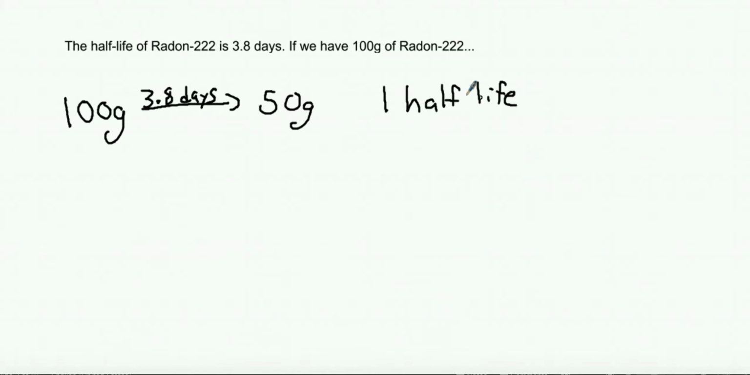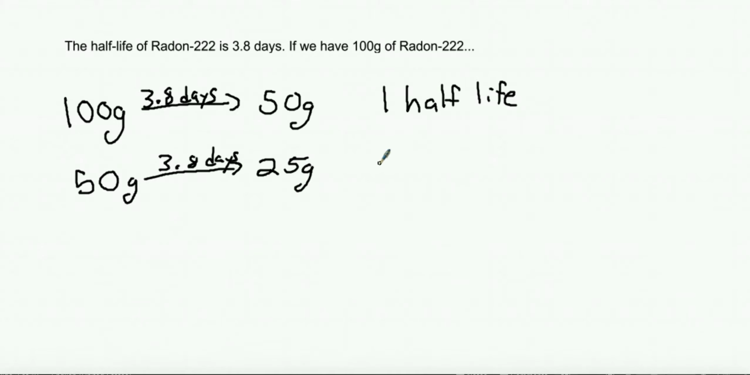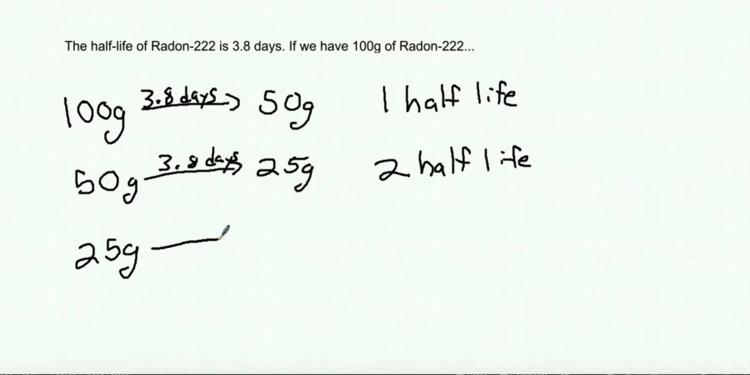Of that 50 grams, another 3.8 days will pass by, and we'll have half of that. So we'll have 25 grams of radon-222. So a second half-life has just gone by. Every 3.8 days, another half-life will occur. So now our 25 grams, that's still radioactive, it's going to undergo another 3.8 day period, so another half-life.